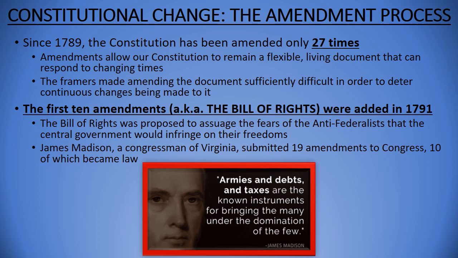James Madison went about writing 19 different amendments, which were submitted to the Congress, and 10 of those were voted into official law.